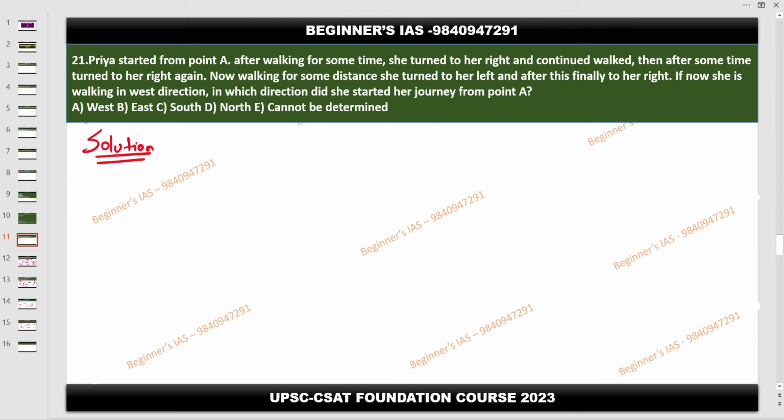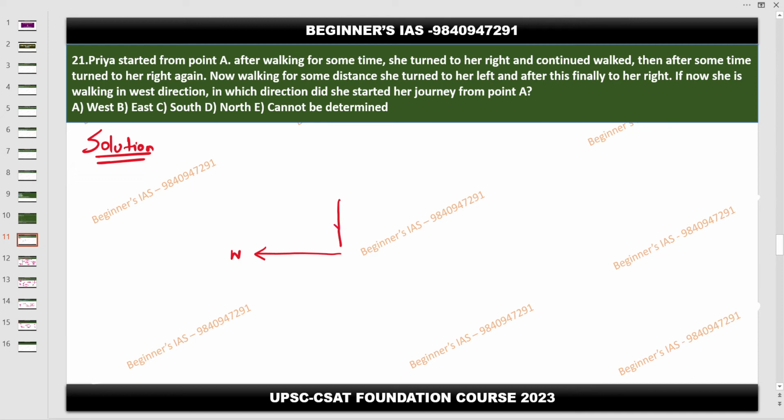Now listen carefully. From the starting point, you don't know in which direction she started her walking first, then move on with the back direction question. Start from the back. So here, in which direction is she walking now? She is walking in the west direction now. Then move on. Now, walking for some distance to her left, and after the right, then finally right. Our right means this one, no.